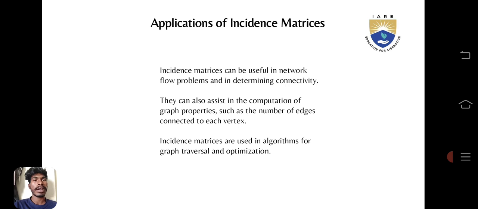Applications of incidence matrices. Incidence matrices can be useful in network flow problems and in determining connectivity. They can also assist in the computation of graph properties such as the number of edges connected to each vertex. Incidence matrices are used in algorithms for graph traversal and optimization.